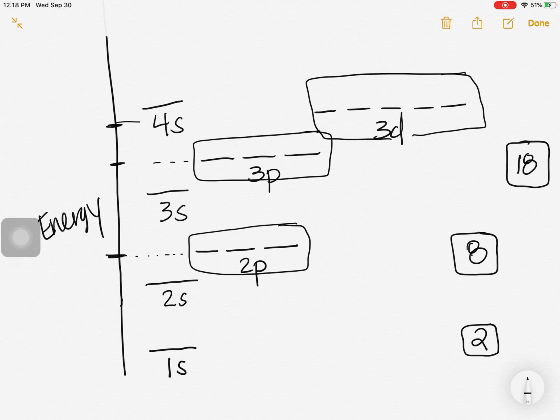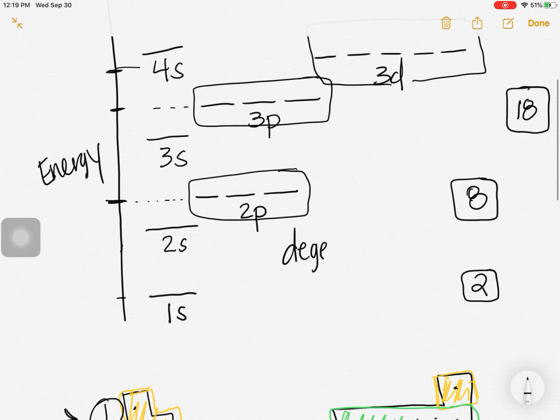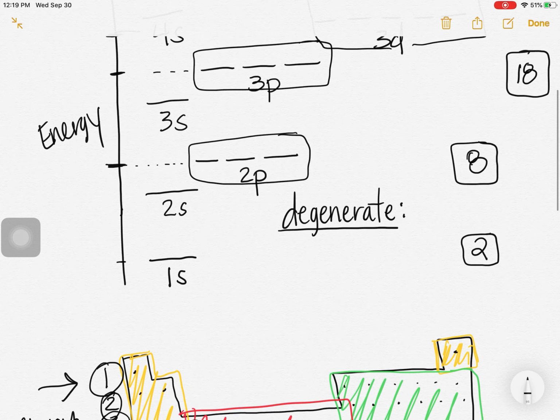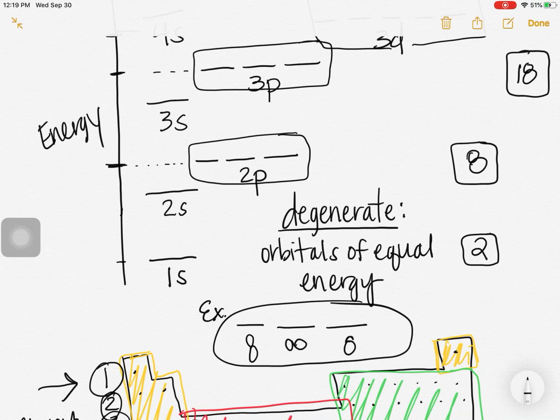Notice the 1s doesn't have the same amount of energy as anybody else, nor the 2s, the 3s, nor the 4s. So there's a word for this, and that word is degenerate. And to be degenerate means orbitals of equal energy. That's it. Okay, so in this case, the 2p that looks like this, and the 2p that looks like this, and the 2p that looks like this, all have the same energy, and they are said to be degenerate with each other.